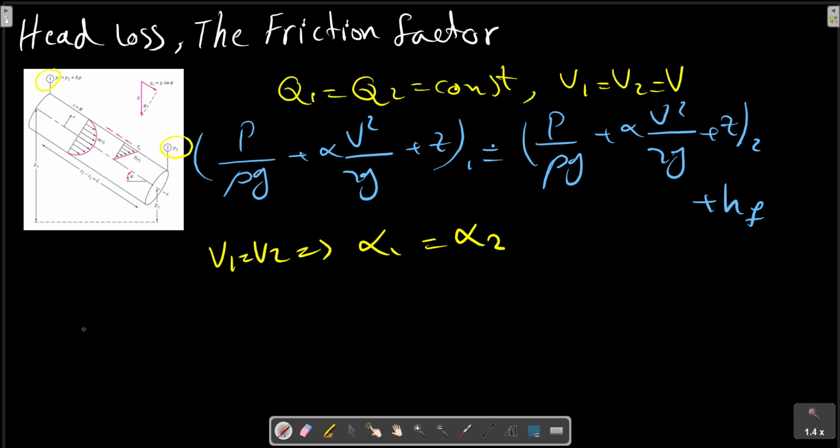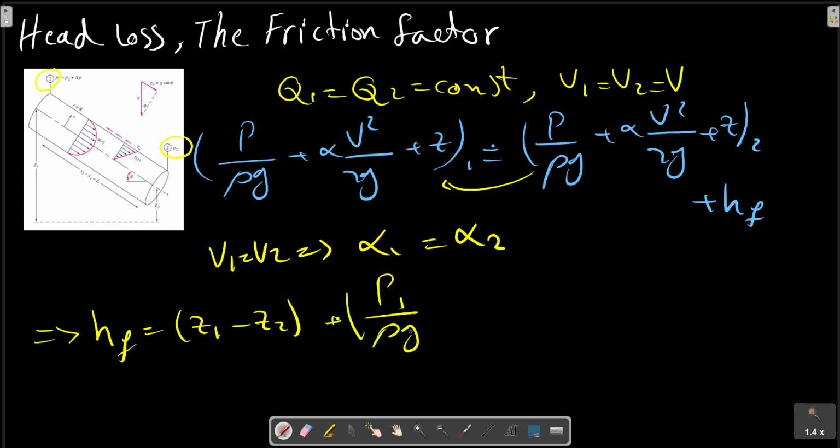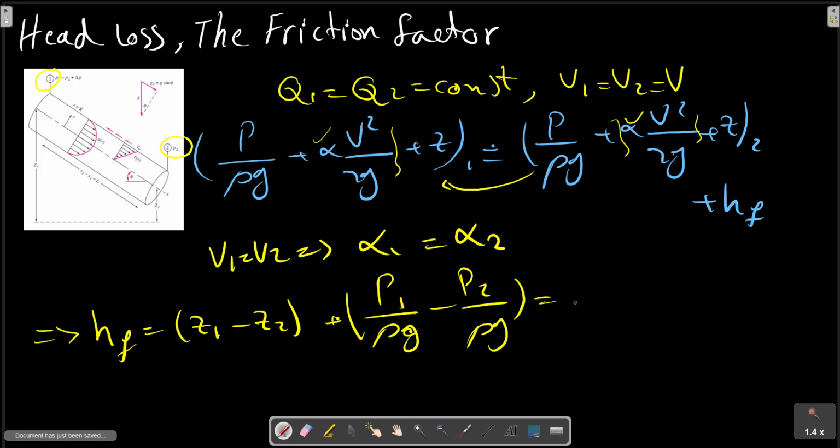We can obtain a relation for head loss, HF equals Z1 minus Z2, plus P1 on rho G minus P2 on rho G, where alpha 1 and alpha 2 are equal. This expression will be eliminated from the equation. The pipe head loss equals the change in the sum of pressure and gravity head, that is, the change in height of the hydraulic grade line.